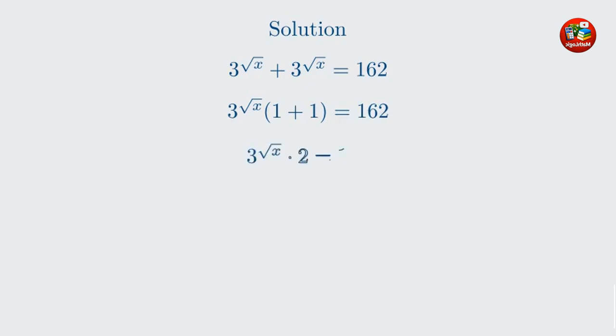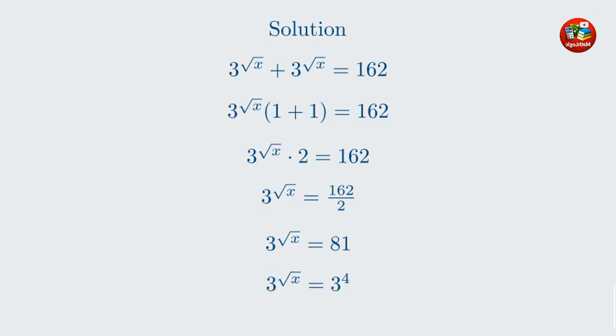Let's start with our given equation. Notice that we have the exact same term appearing twice on the left side. We can factor out the common term, 3 to the power of the square root of x, leaving us with 1 plus 1 inside the parentheses. This simplifies to 3 to the power of the square root of x times 2 equals 162. To isolate the exponential part, we divide both sides by 2. 162 divided by 2 gives us 81.